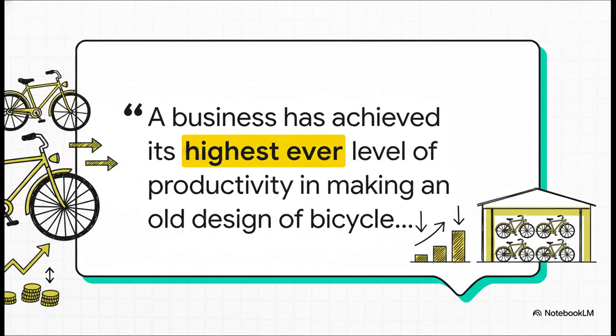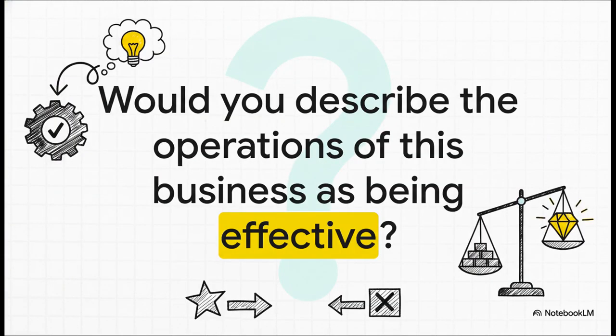Let's use this classic example to really let the idea sink in. Okay, so you have a company that's gotten better than ever at making its old-fashioned bicycle. The production line is humming, costs are rock bottom, but sales are tanking and the warehouse is just filling up with bikes they can't sell. So, let's think back to our definitions. Is this business actually succeeding? Just take a second. They're definitely doing things right, but are they doing the right things?